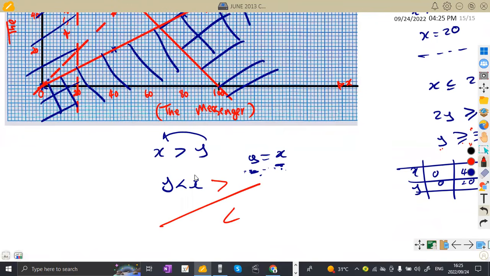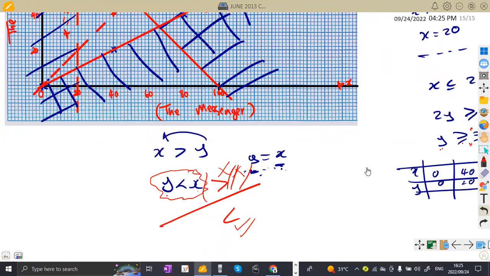So I said you compare with y not x. We're using this to compare which side to shade. y is less than x, which means we need the lesser region. So we do not need this bigger region. So we're going to shade the one that we do not need, okay?